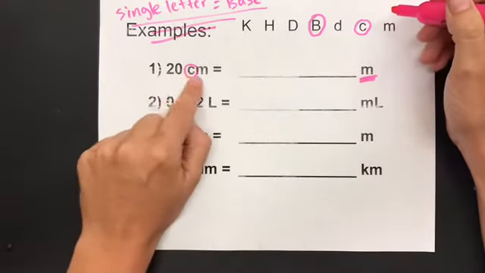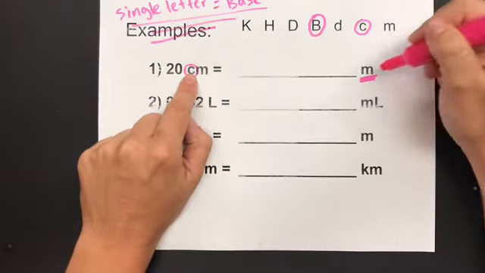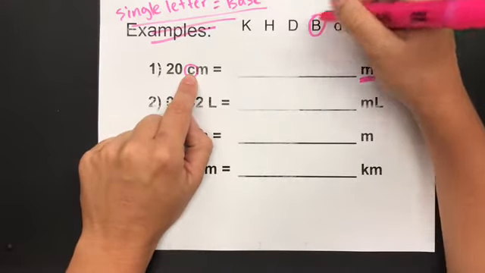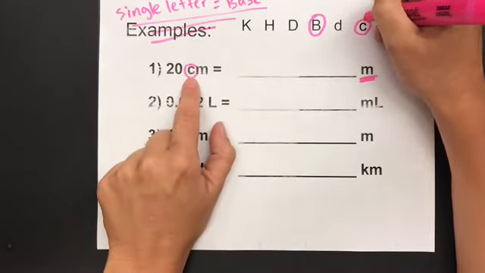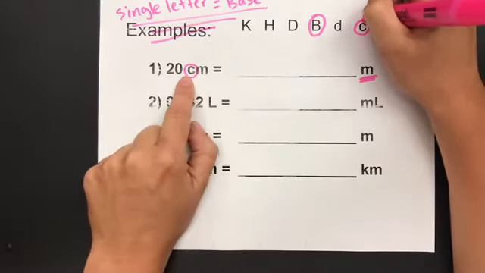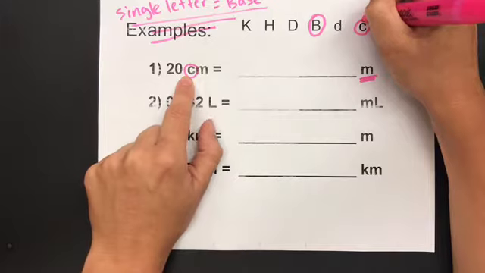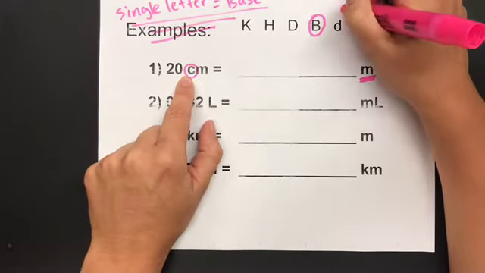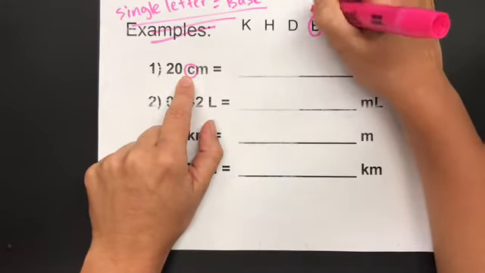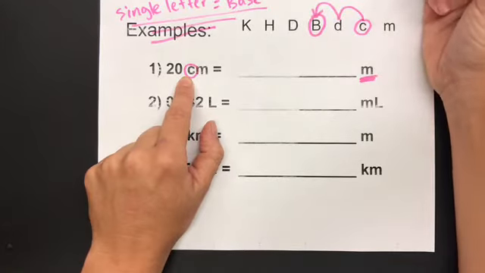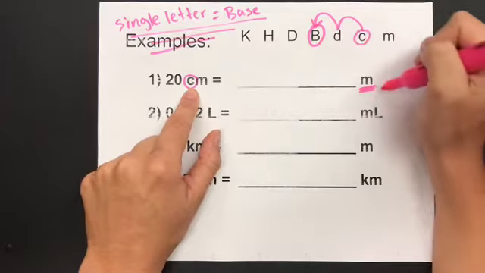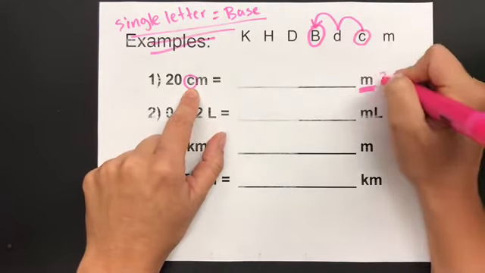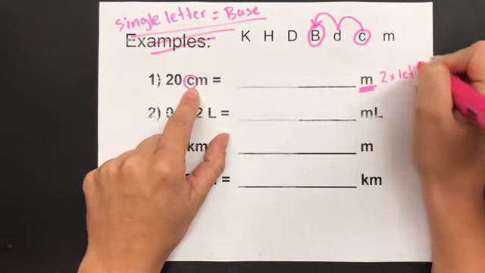Now you always start from where you are to where you're going, and you're going to jump on the letters like a frog on a lily pad. So we're going to jump from where we started to where we're going. So we're starting at C and we're going to jump towards what we're trying to get to. So we're going to jump 1, 2 times to the left.